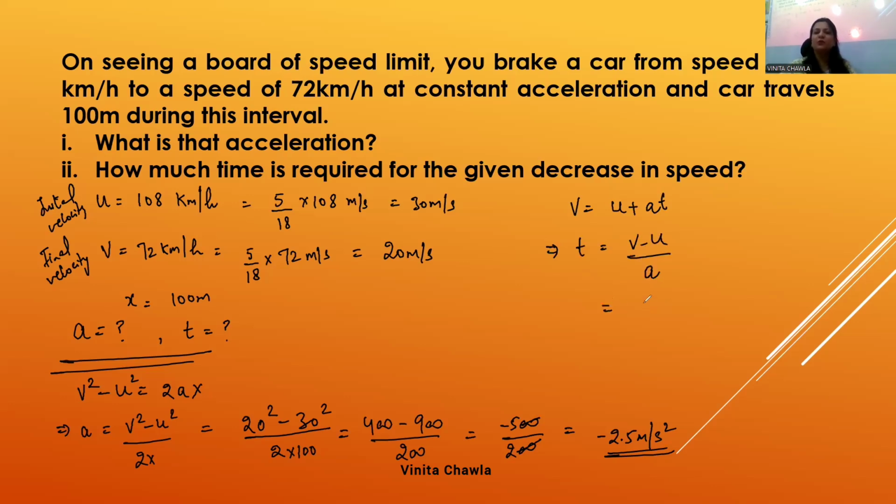V is 20, u is 30, a is minus 5 by 2. Let's write minus 5 by 2. Okay, so minus 5 here and 2 here. So we'll get minus 10 into 2 by minus 5. Minus cancel. 5 ones are 5. 5 twos are 10. Answer is 4 seconds. Is this what you're getting? Yes. Are you getting the same answer? You all are getting the same answer? Yes.